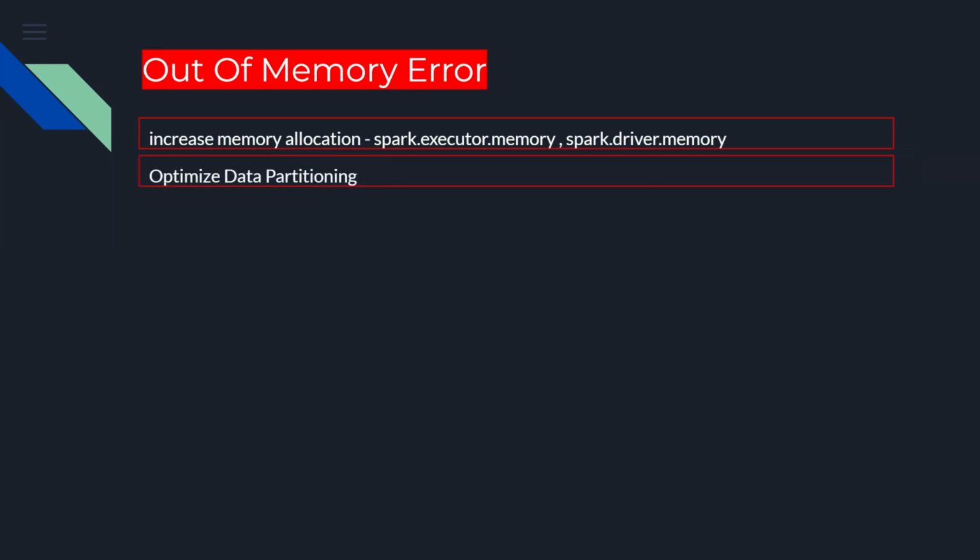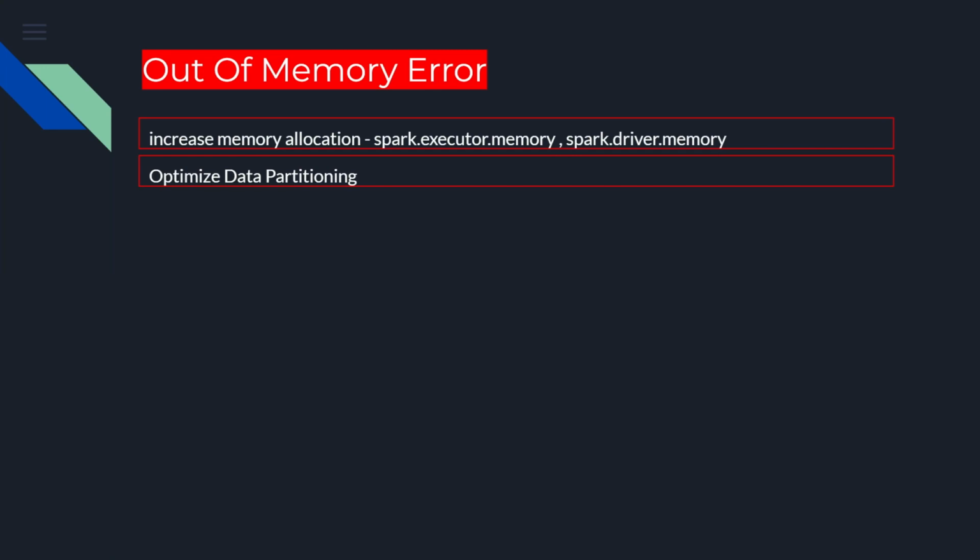Now, the second thing is optimizing the data partitioning. So how does data partitioning help with out of memory errors? Optimizing data partitioning in Spark is very crucial for improving the performance of distributed computations, and it ensures efficient data distribution across the cluster. Good partitioning basically helps minimize network IO, balance the workload evenly among nodes, and reduce shuffling.